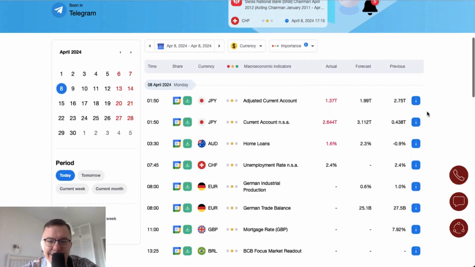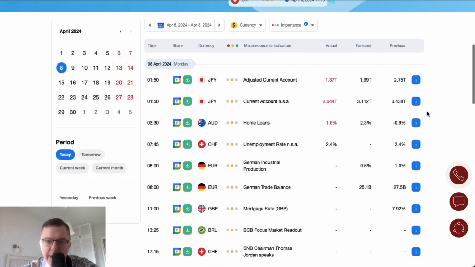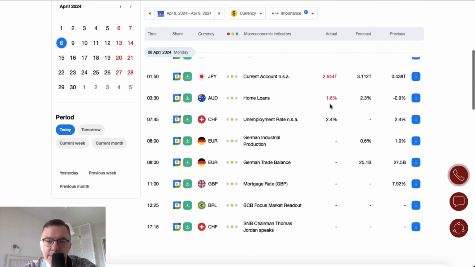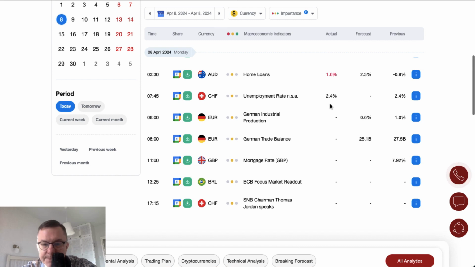As you can see, we got some data from Japan. Adjusted current account numbers were way different than the forecast. As you can see, this is 1.99 trillion. It was 1.54 trillion. The current account forecast was 3.11 trillion. Actually, the number was 2.64, so completely different numbers. We'll definitely take a look at the behavior of the Japanese yen.